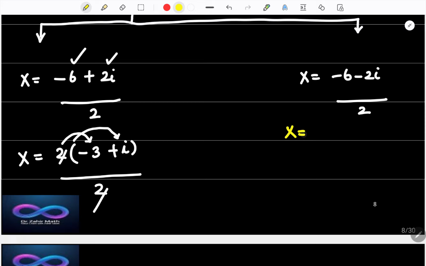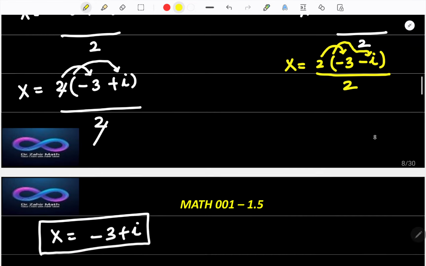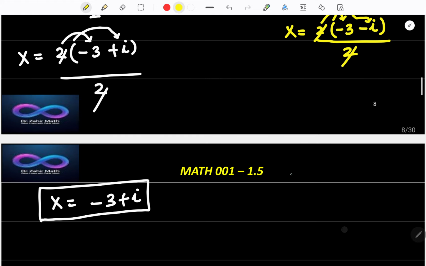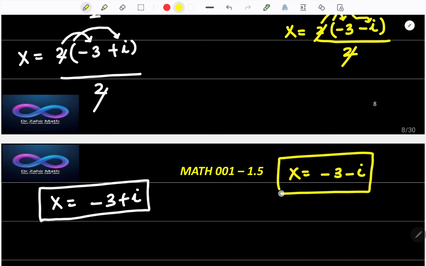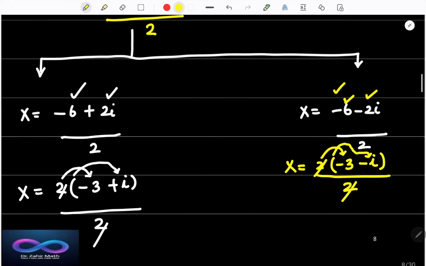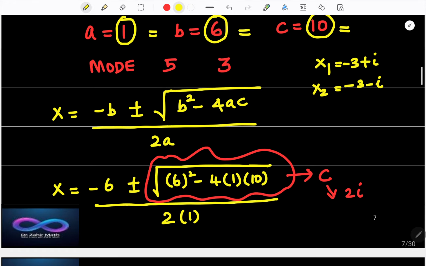Now go to this side. x equals, I'm taking the common factor 2 out. Here I will get minus 3 and here minus i, divided by 2. Make sure what you have taken is correct: 2 into negative 3 is minus 6, 2 into negative i is minus 2i. So 2 gets cancelled, and you are getting x equals minus 3 minus i. So make sure your answer is correct: minus 3 plus i, minus 3 minus i. Wow, the same answer we got.